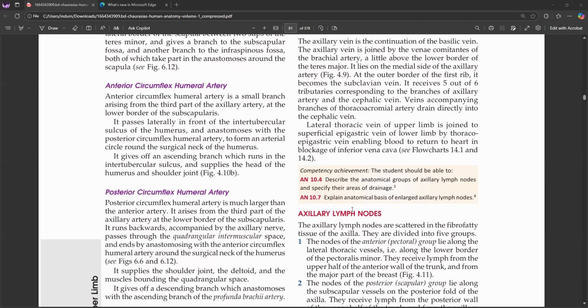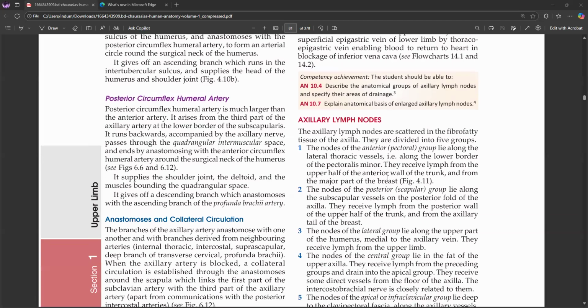Veins accompanying branches of the thoracoacromial artery drain directly into the cephalic vein. The lateral thoracic vein of the upper limb is joined to the superficial epigastric vein of the lower limb by the thoracoepigastric vein, enabling blood to return to the heart in blockage of the inferior vena cava. See flowcharts 14.1 and 14.2.